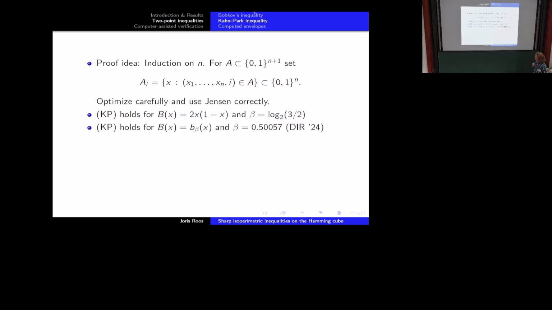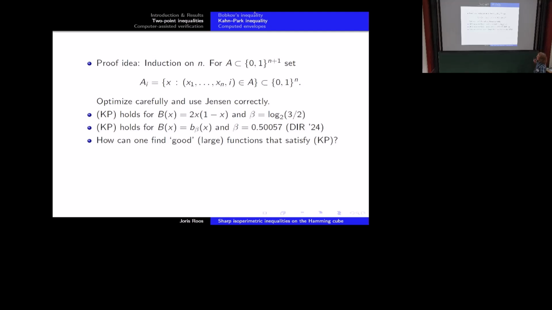And the main technical work for us will be to convince ourselves and prove that the two-point inequality holds for this absurdly defined function, right? So at this particular exponent. But actually, before we prove that, we should ask ourselves a different question. How does one come up with these functions, right? So how does one find a good large function that satisfies this Kahn and Park two-point inequality?